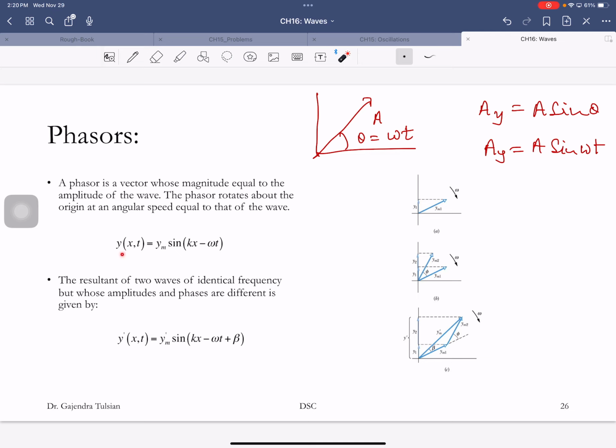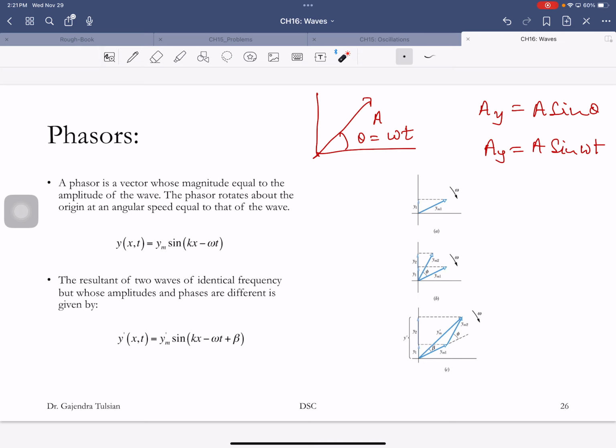All right, so this was the y coordinate for the string at x and t. You can think of it this way: this is the amplitude of the wave, this is the amplitude of the vector, and there is the phase angle. This is called a phasor. Here is the amplitude, and as t increases, the phasor is rotating to the right at angular speed omega. The value at any given location is just the y component of that phasor.